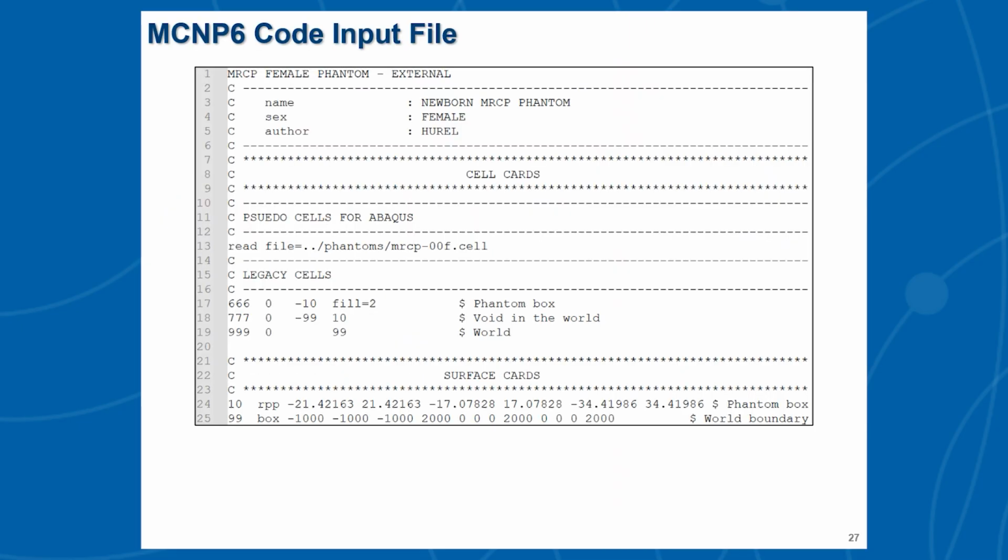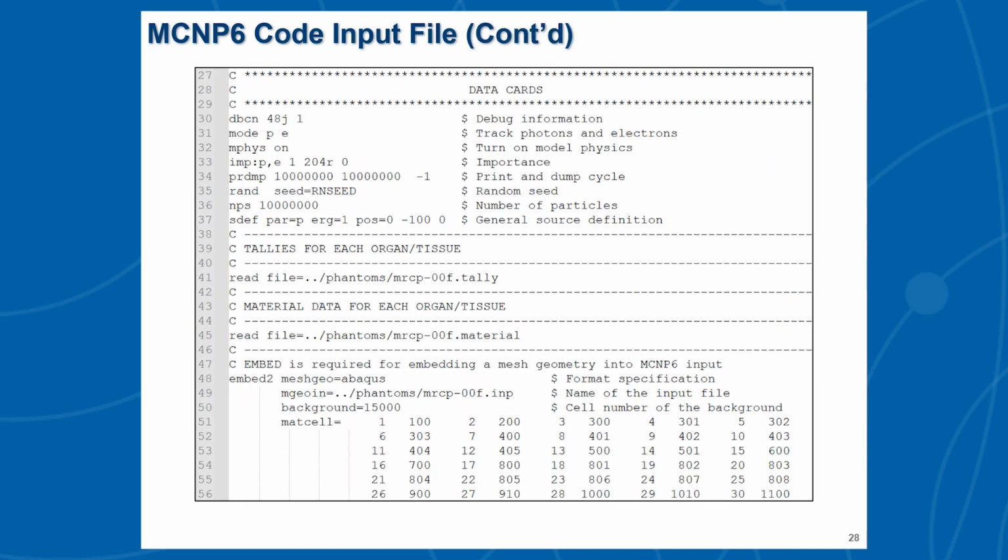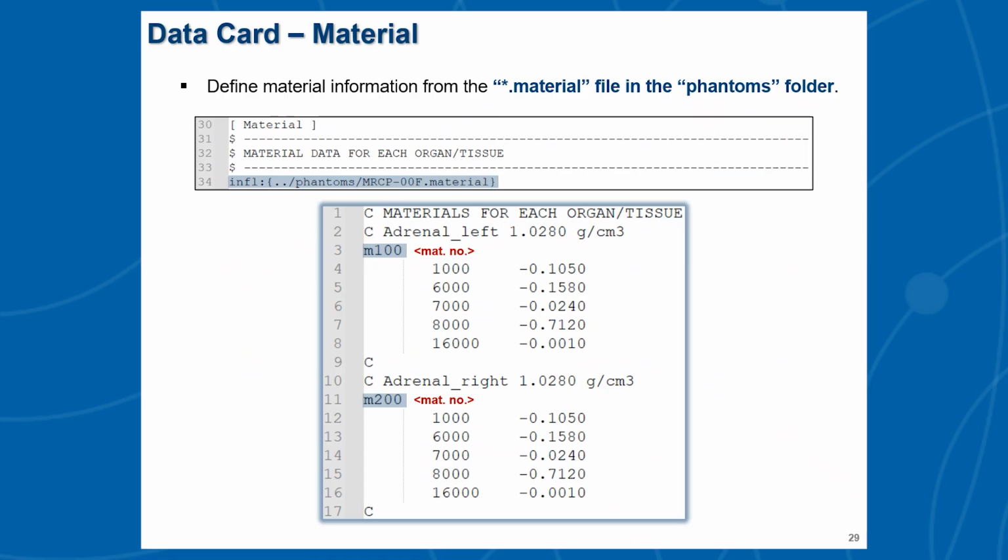The MCNP6 input file comprises cell card, surface card, and data card. To implement the phantoms, first, the materials for each organ were defined in the data card. In the data card, you can find the read file card in line 45, which allows MCNP6 to read the external file to prevent the main input file from being very long.